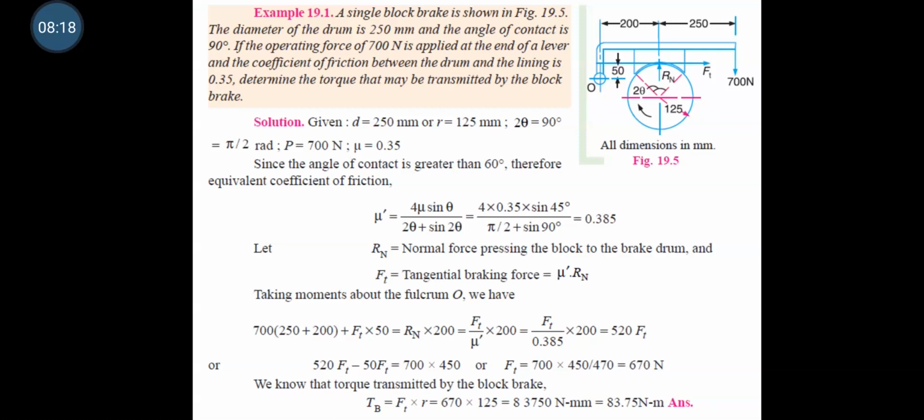Here all things are available. We know that the torque transmitted by the block brake, Tb, is equal to Ft into small r. Ft we already know, 670, and small r is the radius of the drum, 125. By solving this, Tb, the torque transmitted, is equal to 83.75 Newton meter.